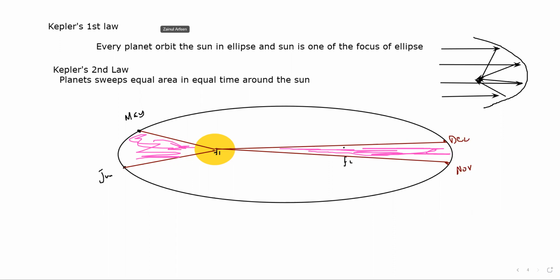So Kepler's second law simply states that a planet sweeps out equal areas in equal times in its orbit around the Sun. Using this, and we know about Kepler's third law, in which we discussed that the time period squared is proportional to the distance r cubed.